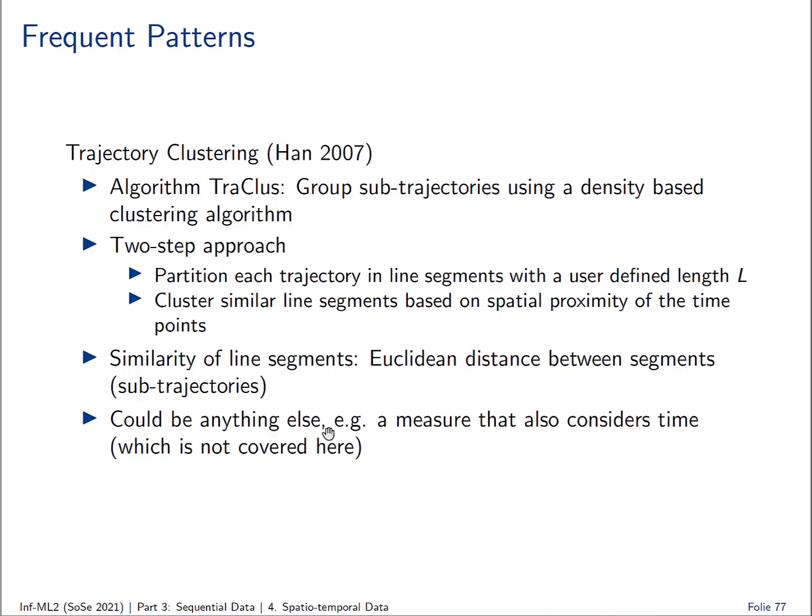the author proposes to just use Euclidean distance between the segments, but it could be anything else. For example, a measure that considers also time. So if you just take the Euclidean distance between the spatial information, you don't consider the time, but you could do that, of course. But here it's not considered, obviously, since it's just taking the Euclidean distance between the segments. So it's only considering the spatial location.